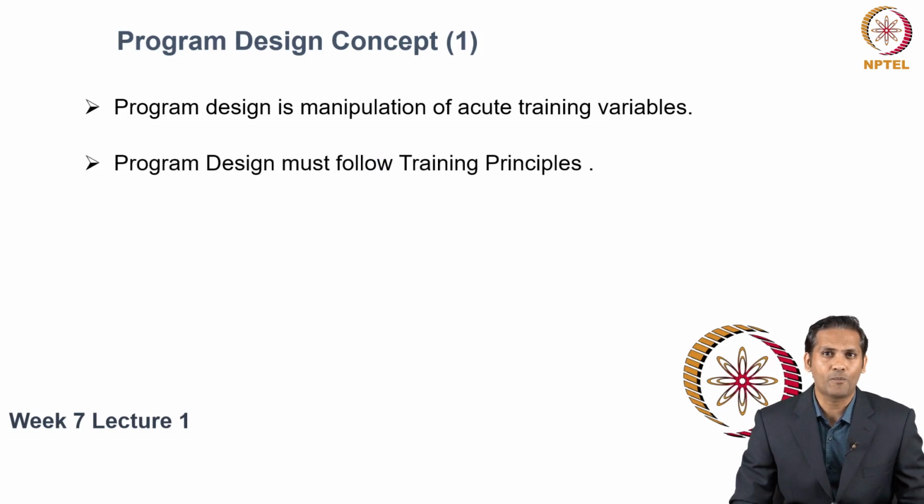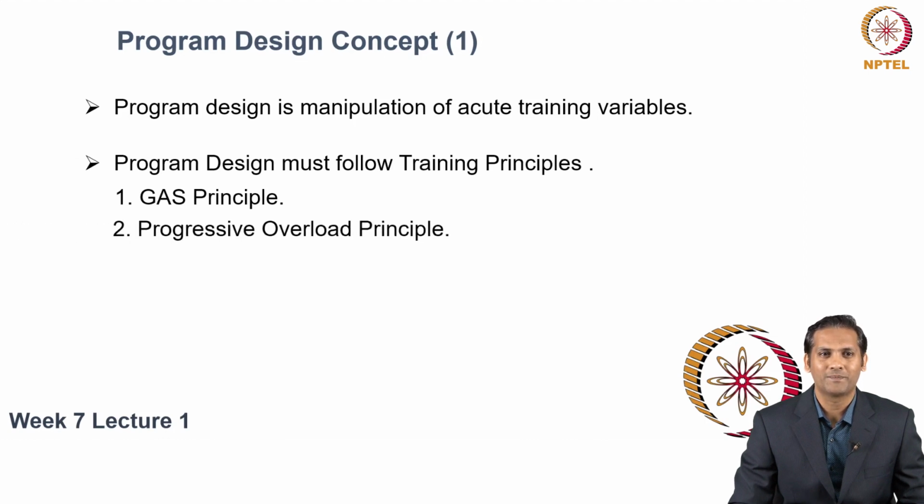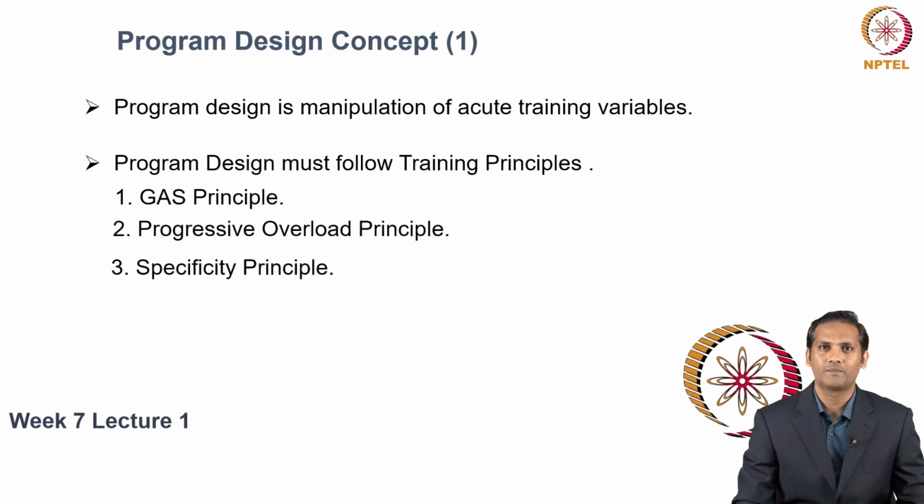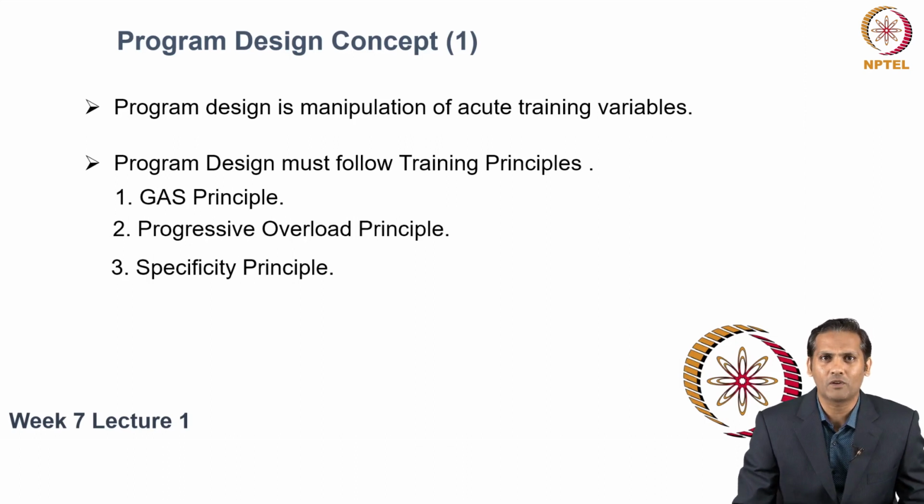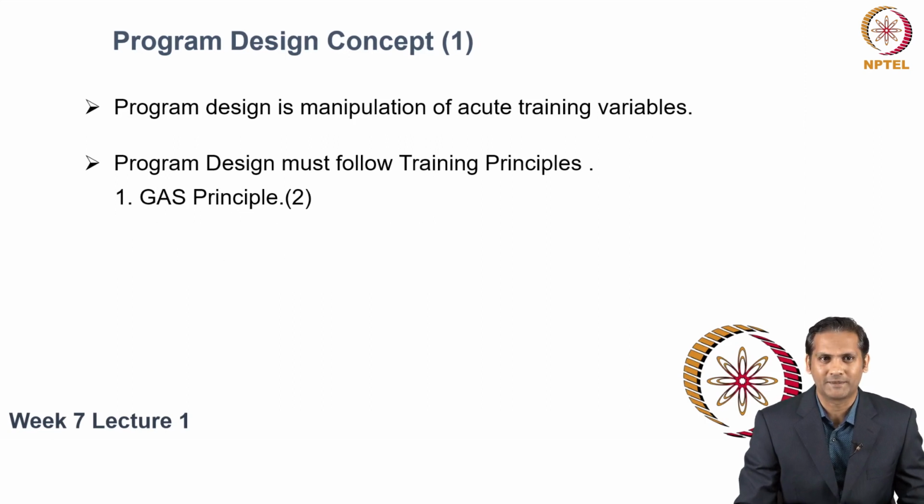The second concept for program design is application of training principles. These are the GAS principle, progressive overload principle, and specificity principle. These are the principles of training which should be used for developing health-specific fitness variables as well as sport-specific fitness variables. Let's explore how these principles are actually the foundation of program design. Let's start with the GAS principle, general adaptation syndrome.